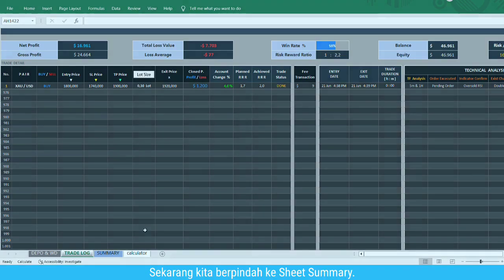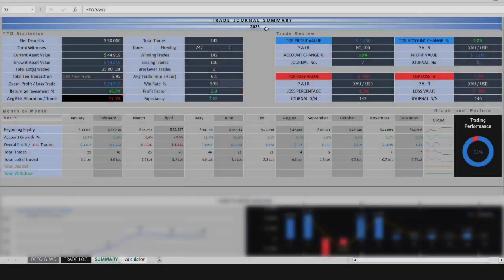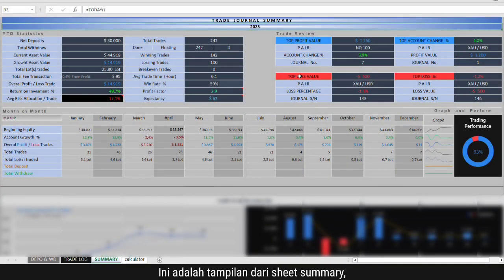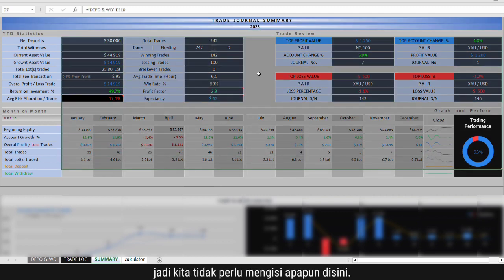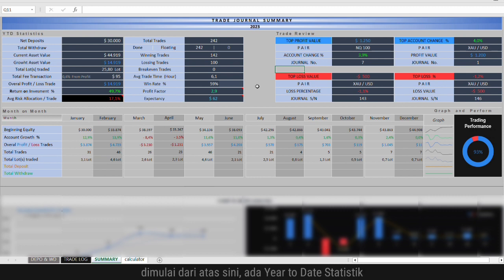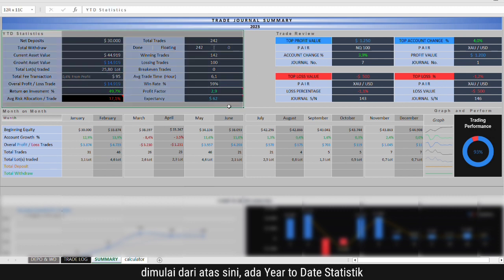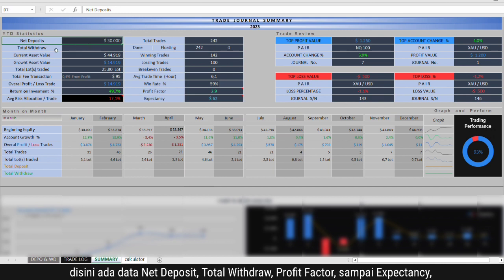Now we can move on to the summary sheet. Here we go. This is what the summary sheet looks like. All the data is automatically filled in here, so we don't have to fill anything right here. Starting from the top here is the year-to-date statistic. There is a net deposit, total withdrawal, profit factor, and trading expectancy.